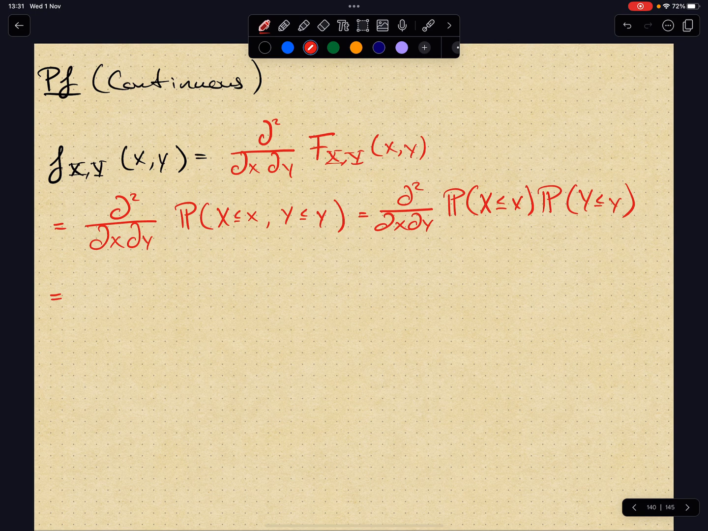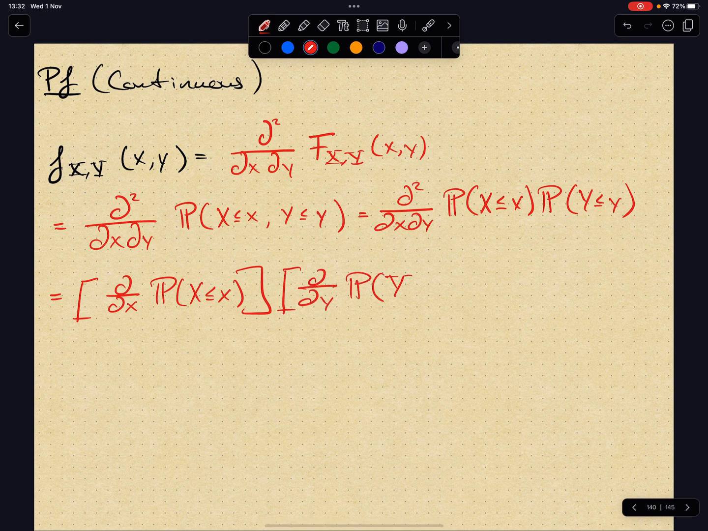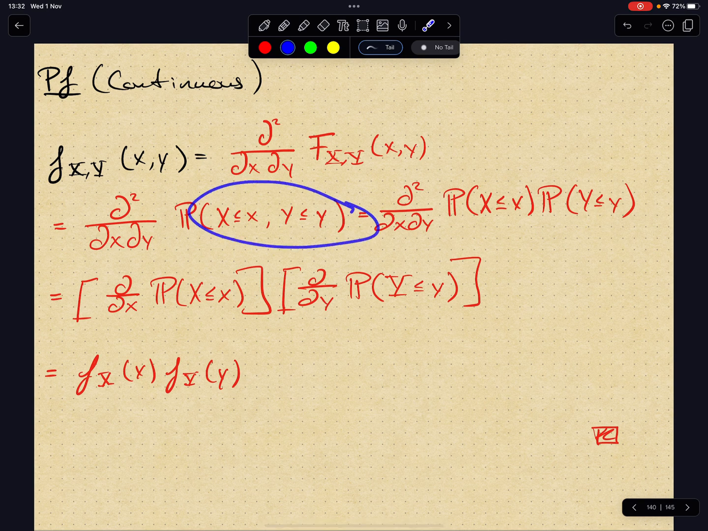So now, once we write it as a product, we can distribute the partial derivatives separately. So we have the derivative in x of the probability that X is less than x, and the derivative in y of the probability that Y is less than y. And now this corresponds to the probability density function for X and the probability density function of Y. And this is our proof. It's essentially the same proof as in the discrete case. The main idea is to write this as a product of the two probabilities, and then once you separate into a product, it becomes the probability density function for each of them.